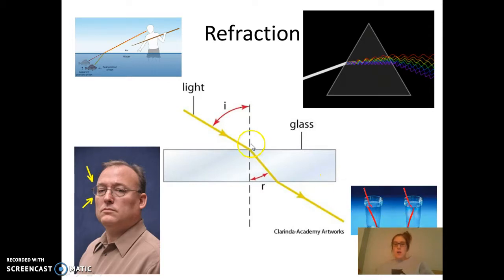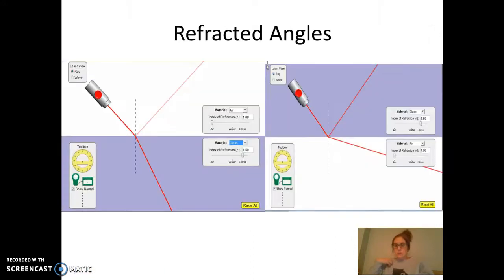Remember that light travels faster through a gas, slower through a liquid, and the slowest through a solid. If the matter or the medium is really dense, meaning that the particles are really close together, then that is going to slow light down.